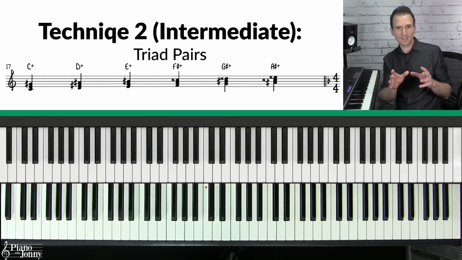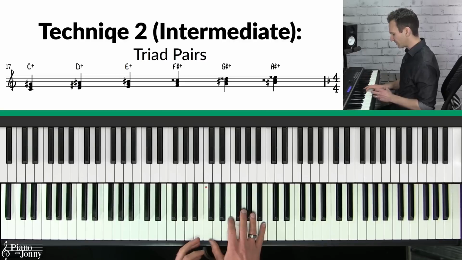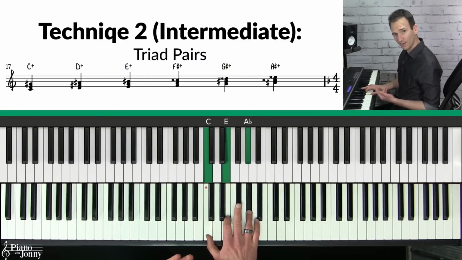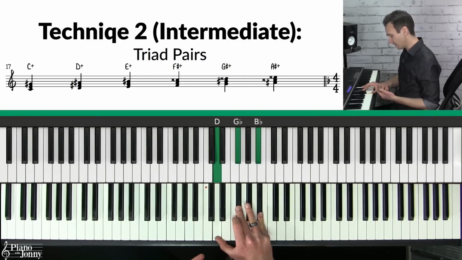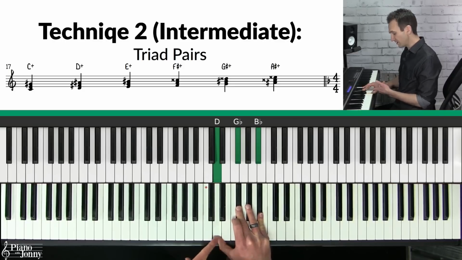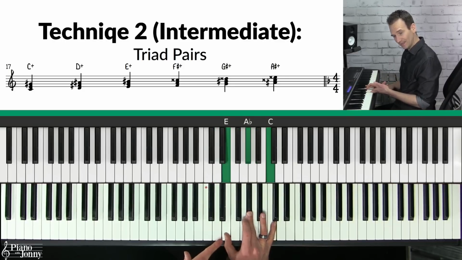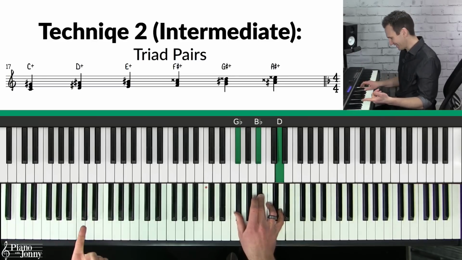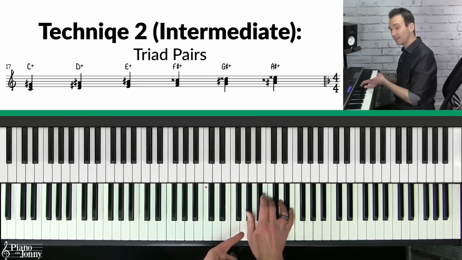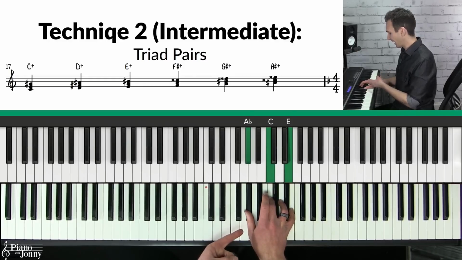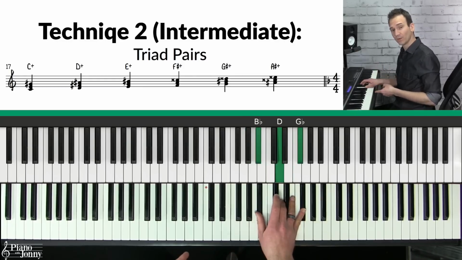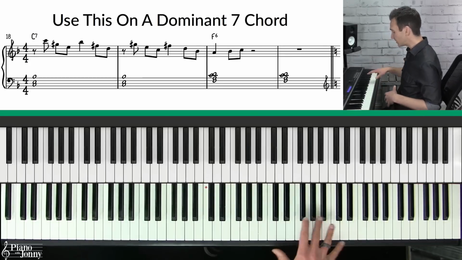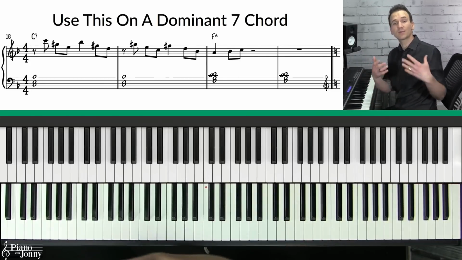So if you want to use this technique, the first thing that I recommend is that you practice these triad pairs up the piano. So we play C augmented, D augmented, and then we're going to play the C augmented with the E in the bass. You see that? And then we're going to play the D augmented with the F sharp in the bass, and then the C augmented with the G sharp in the bass, and finally the D augmented with the A sharp in the bass.